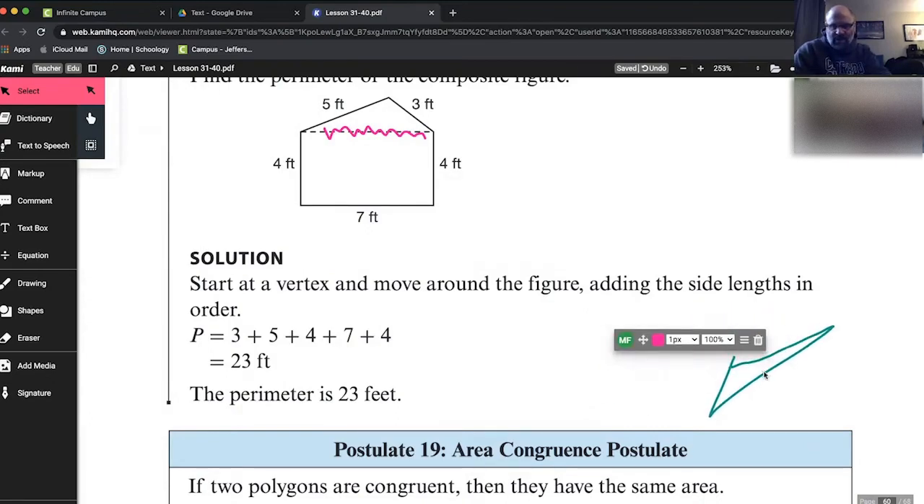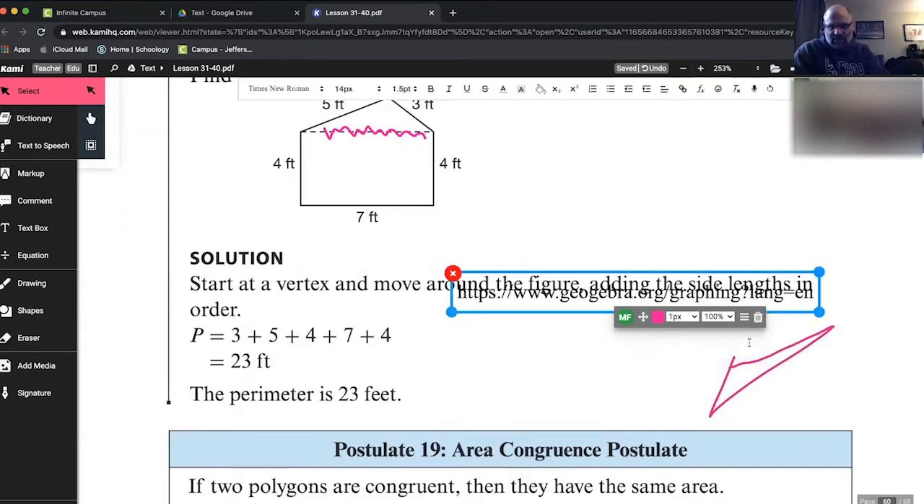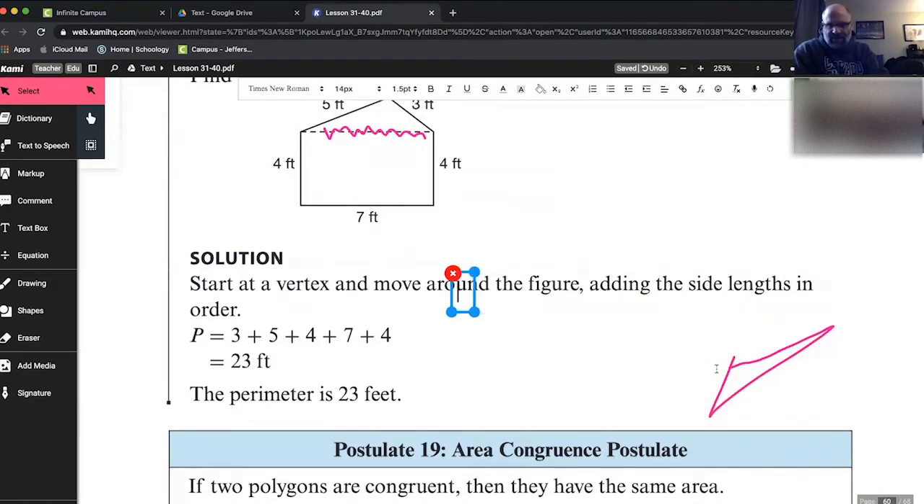it's not going to let me copy. Can you let me copy and paste it? Didn't let me copy and paste it.